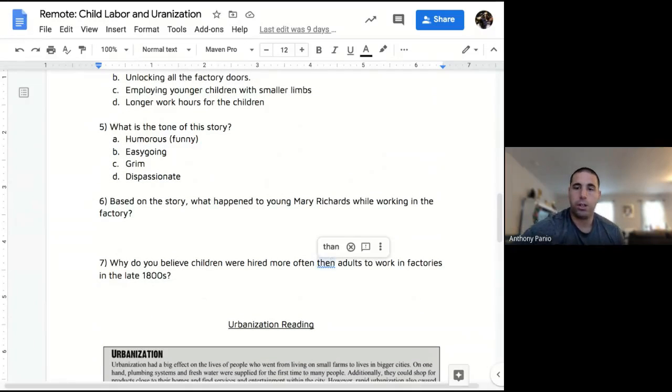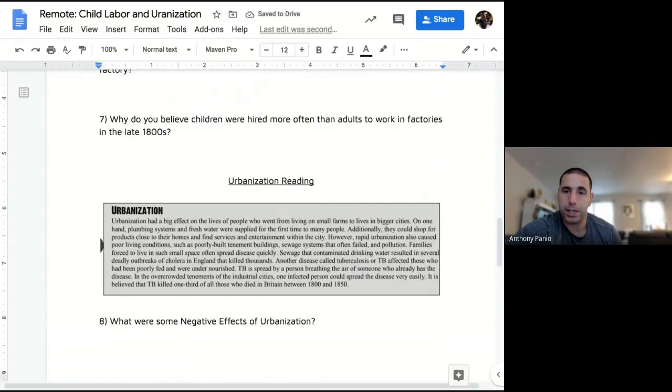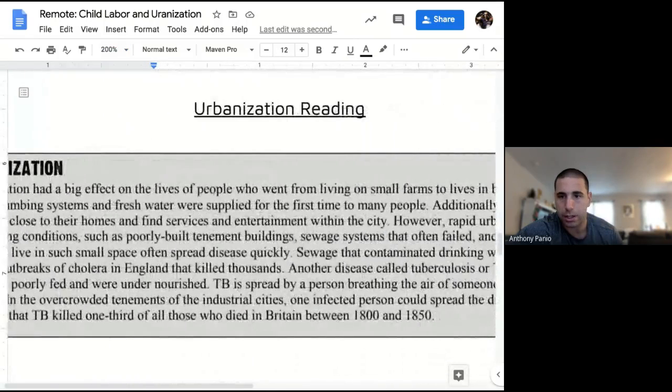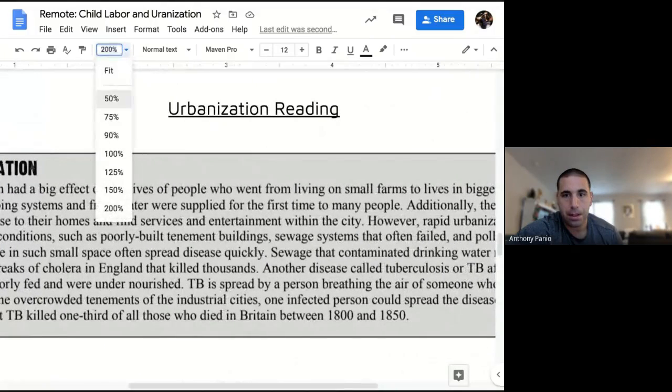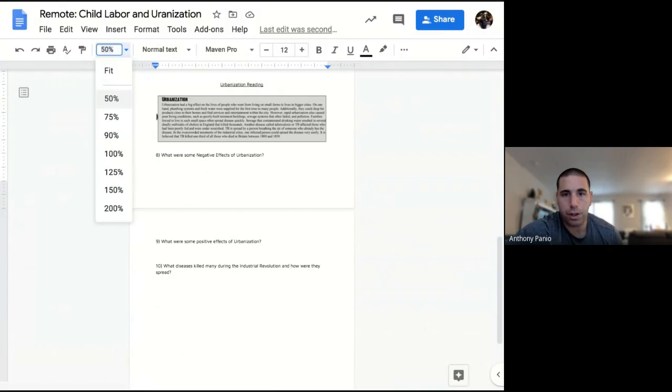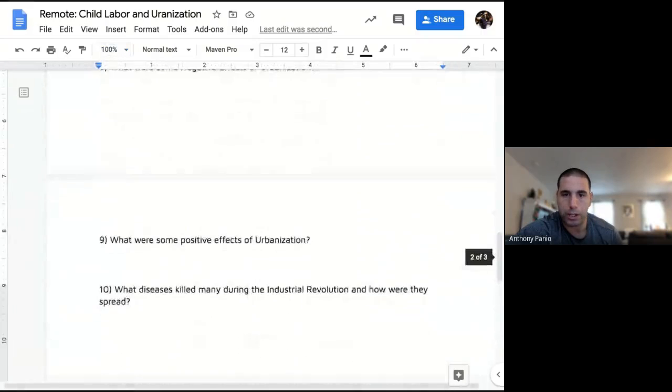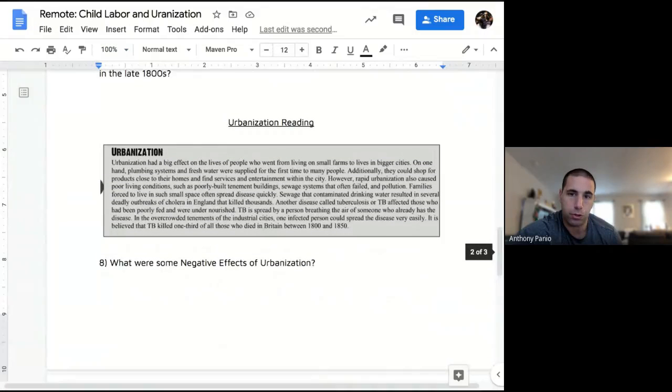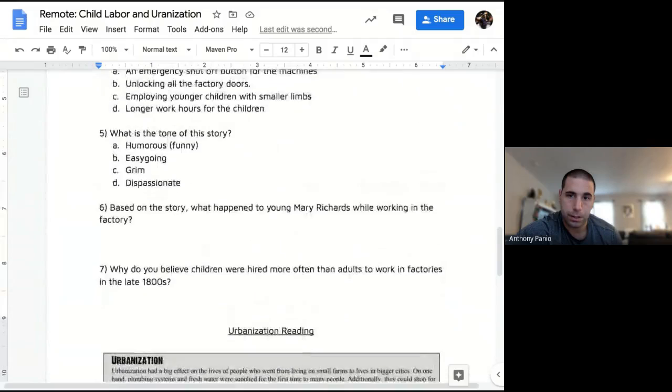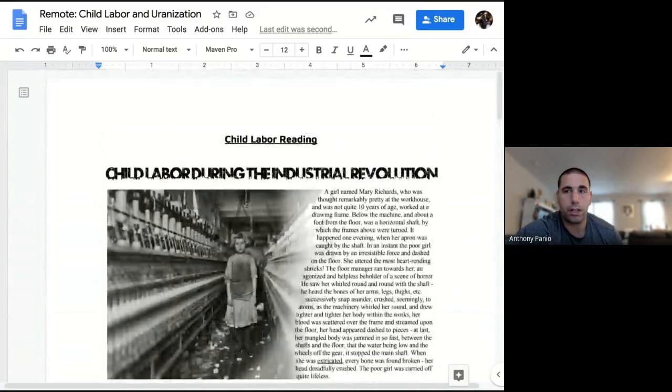All right, when you're done with that, you have a shorter reading called the urbanization reading. A short reading here, you may have to zoom in if it's tough to read. It's very easy to do, just like I did there. Okay. Zoom in if it's tough to read, and then you got to answer 3 more questions, questions 8, 9, and 10 based off of this reading. All right. So you guys are working on this for the rest of the period.